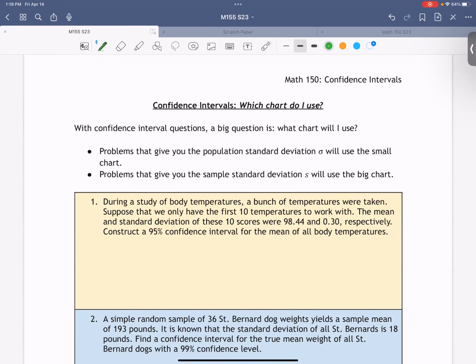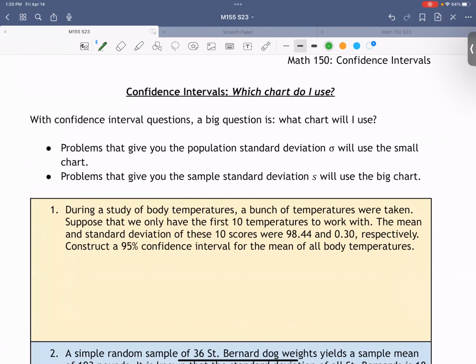Now, on the other hand, questions on Monday only gave us the population standard deviation. When you're given the population standard deviation, you use the small chart. So essentially, when you're given a question, before you even do it, you have to figure out, am I given the sample or the population standard deviation? Because that tells you which chart to use. And if you ever get confused, the top of this paper says, if you're given the population standard deviation, or sigma, use the small chart. If you're given the sample standard deviation, use the big chart.